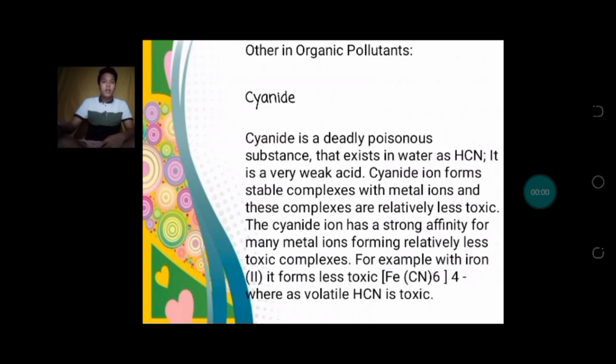risk-based concentrations. Other inorganic pollutants: cyanide. Cyanide is a deadly poisonous substance that exists in water as HCN. It is a very weak acid. Cyanide ions form stable complexes with metal ions, and these complexes are relatively less toxic. The cyanide ion has a strong affinity for many metal ions, forming relatively less toxic complexes, for example with iron. It forms the less toxic Fe(CN)6 4-, whereas volatile HCN is toxic. The major sources of cyanides in water are discharges from some metal mining processes, organic chemical industries, iron and steel plants or manufacturers, and publicly owned wastewater treatment facilities.